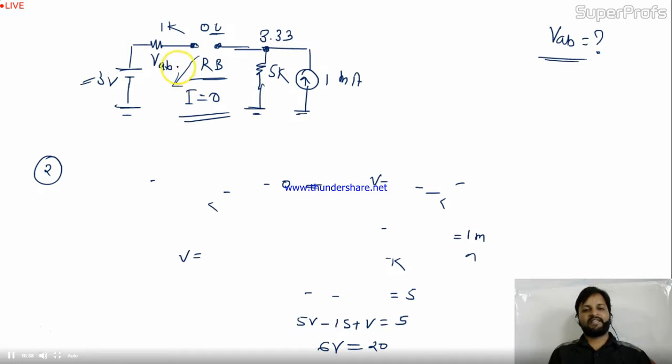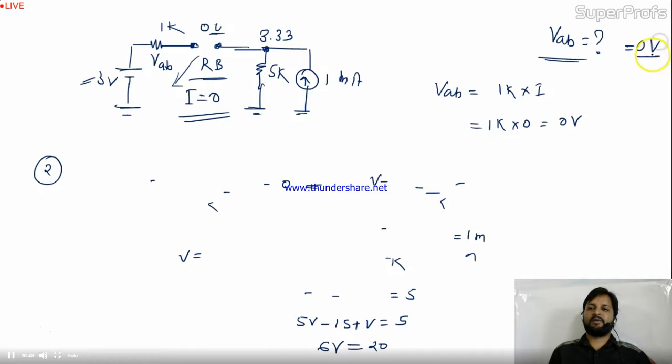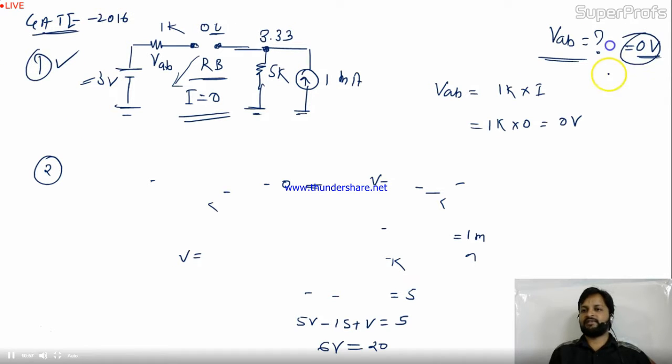If the circuit is open, will there be any drop? Let's take it. VAB is nothing but 1K into the current in it. So 1K into 0 is equal to 0 volt. Again, the answer is 0 volt. This is a 1 mark question from 2016. So you get your 1 mark if you get 0 output.